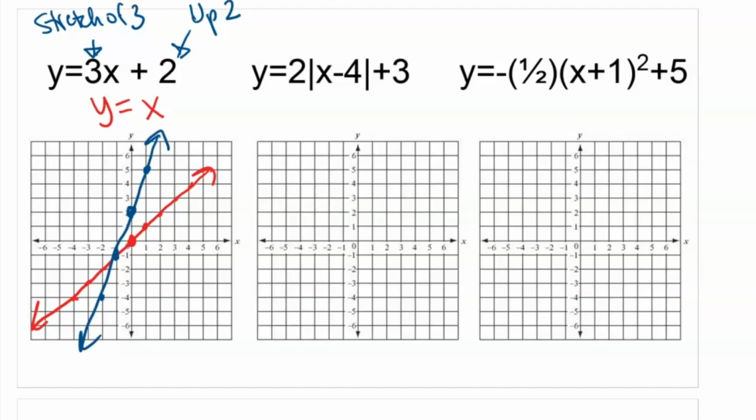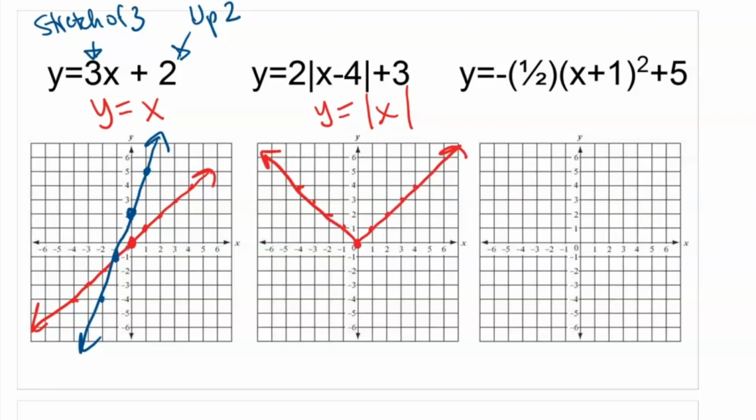Now looking at the second equation, again I'm going to start with the parent function, y equals the absolute value of x. So that starts at 0, 0. It goes up 1 over 1 on both sides. And now I'm going to look at my transformations. So this plus 3, we'll move it up 3. This minus 4, that's where we think opposite. So that's going to move it right 4. And then this 2 will be a stretch of 2.